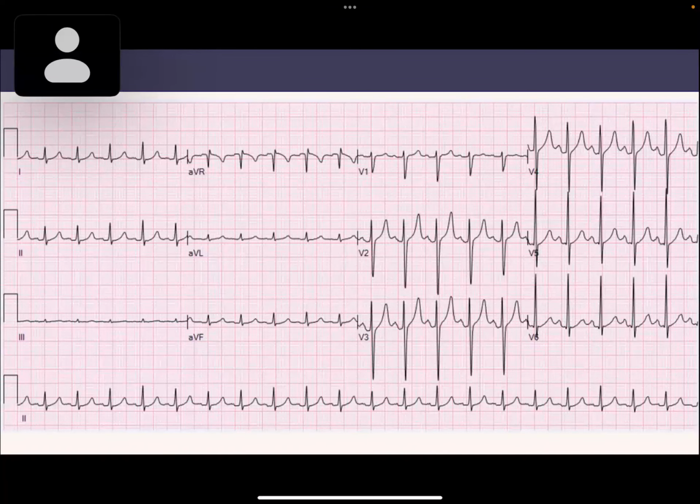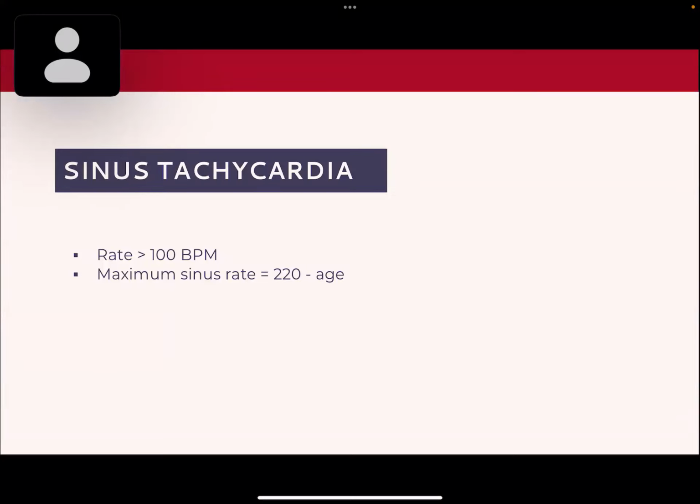So it's almost 2 boxes in between each R wave. So I think, okay, 150. Okay, so what is your diagnosis for this patient? Tachycardia. What kind of tachycardia? Sinus tachycardia. Exactly. Sinus tachycardia, more than 100 beats per minute.